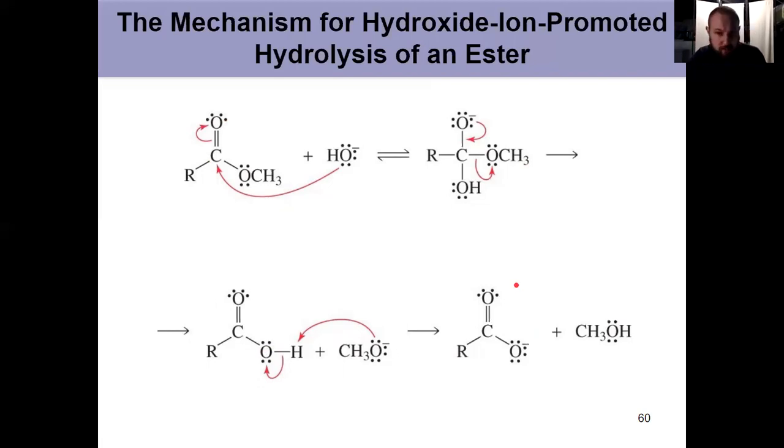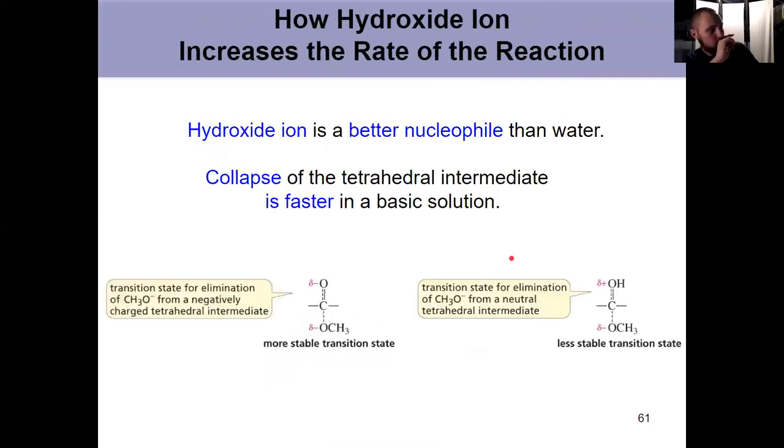So how is hydroxide acting as a catalyst in this situation? Okay. Well, first, hydroxide ion is a better nucleophile than water. So that first slow step is going to be faster. If I have a better nucleophile, it's a faster reaction. It's easier to form the tetrahedral intermediate. And then we're again catalyzing the collapse of the tetrahedral intermediate.